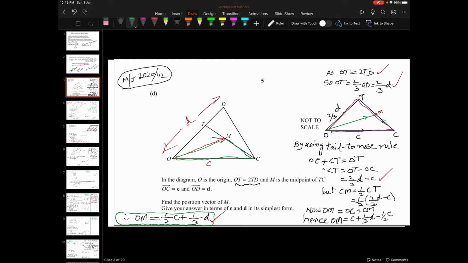Now substitute the value of OC and CM. We have OM is equal to C plus 1 upon 3D minus half C. And finally, after simplification, we have OM is equal to half C plus 1/3 of D.